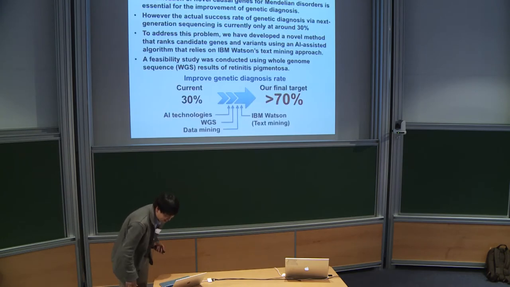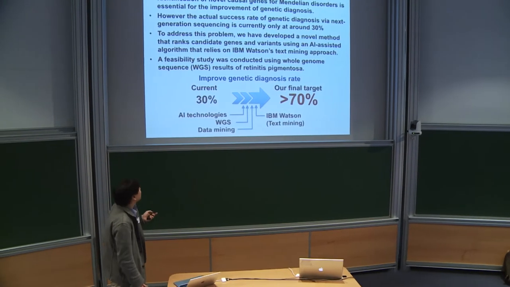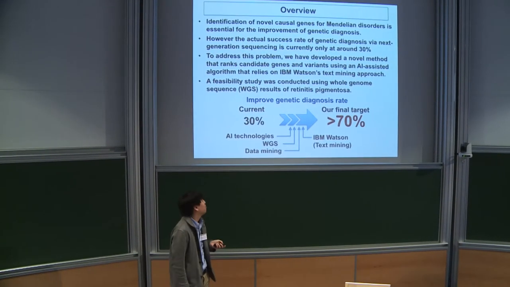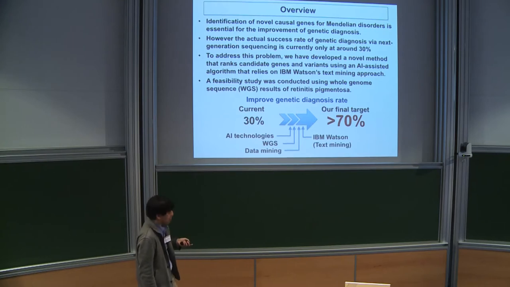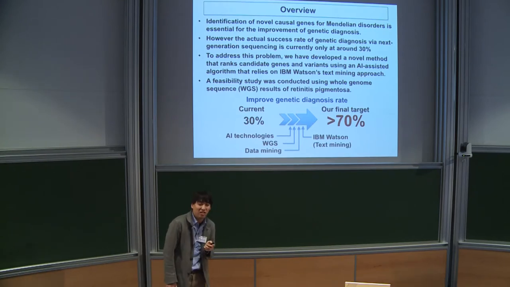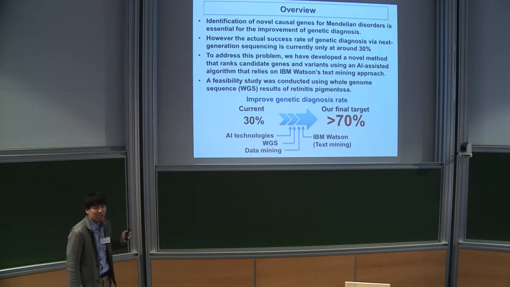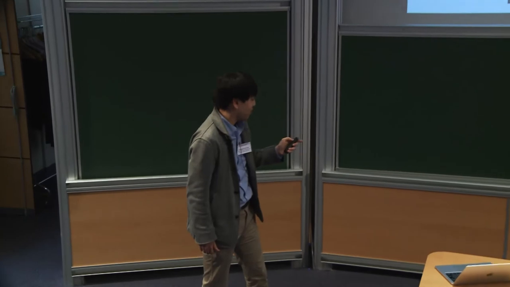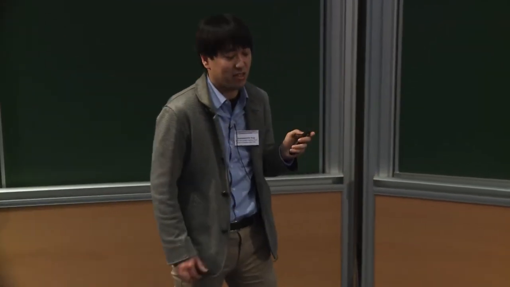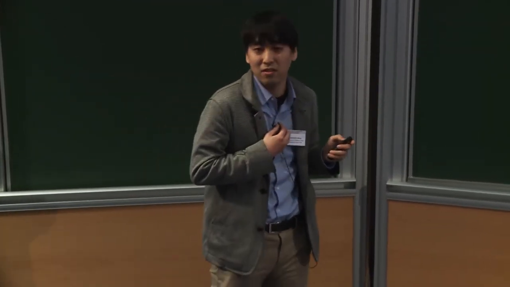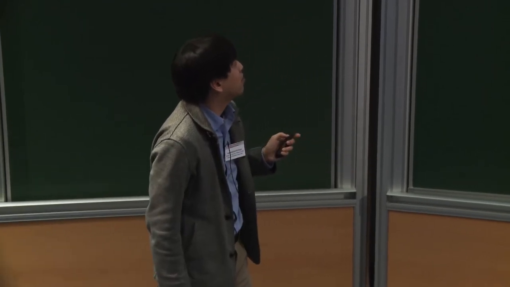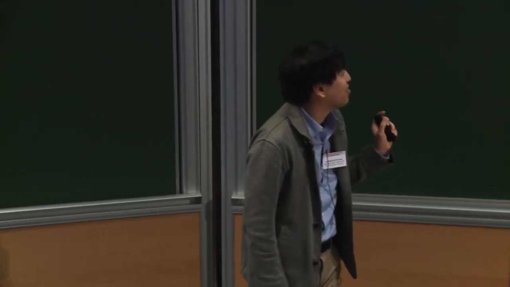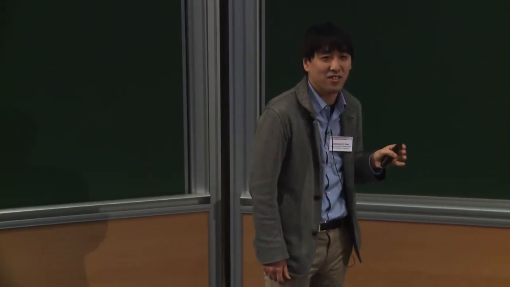Today I want to talk about a method of prediction of causal genes for Mendelian disorders. For Mendelian disorders, identification of a novel causal gene is very important for genetic diagnosis. It works. However, the actual success rate of genetic diagnosis is yet around 30%.